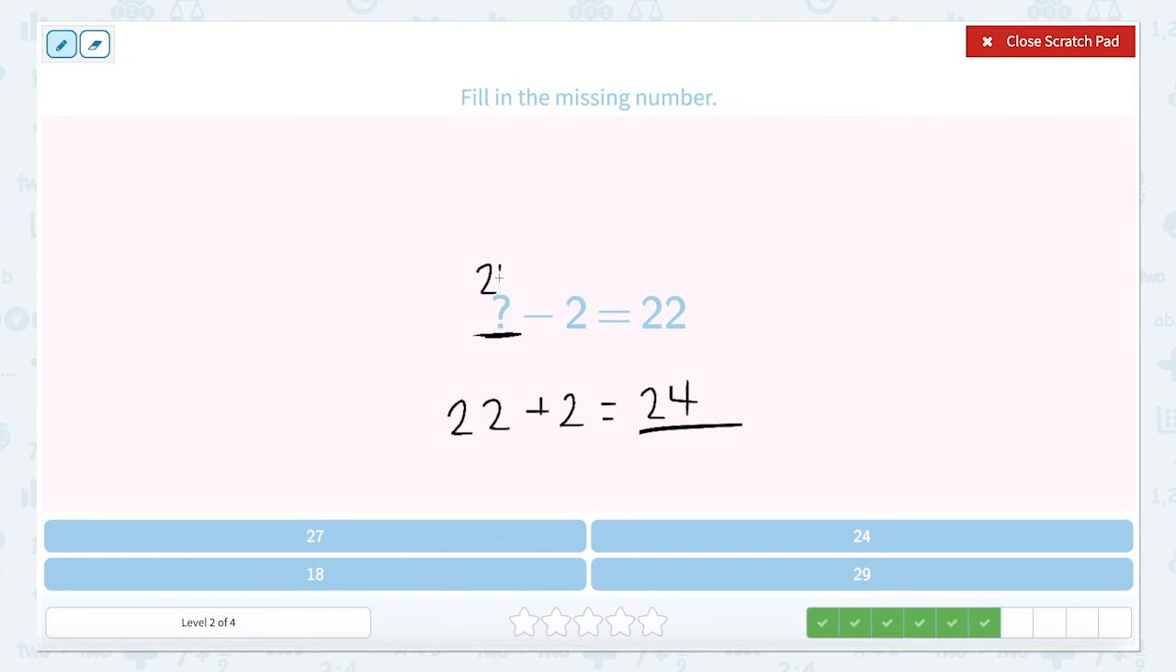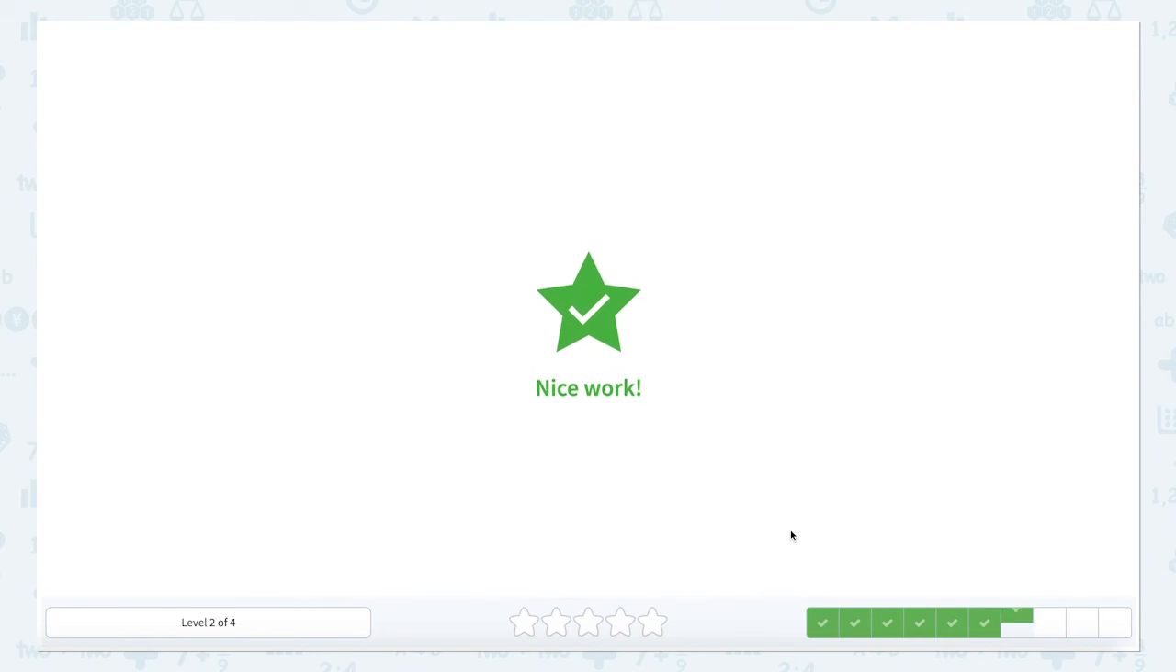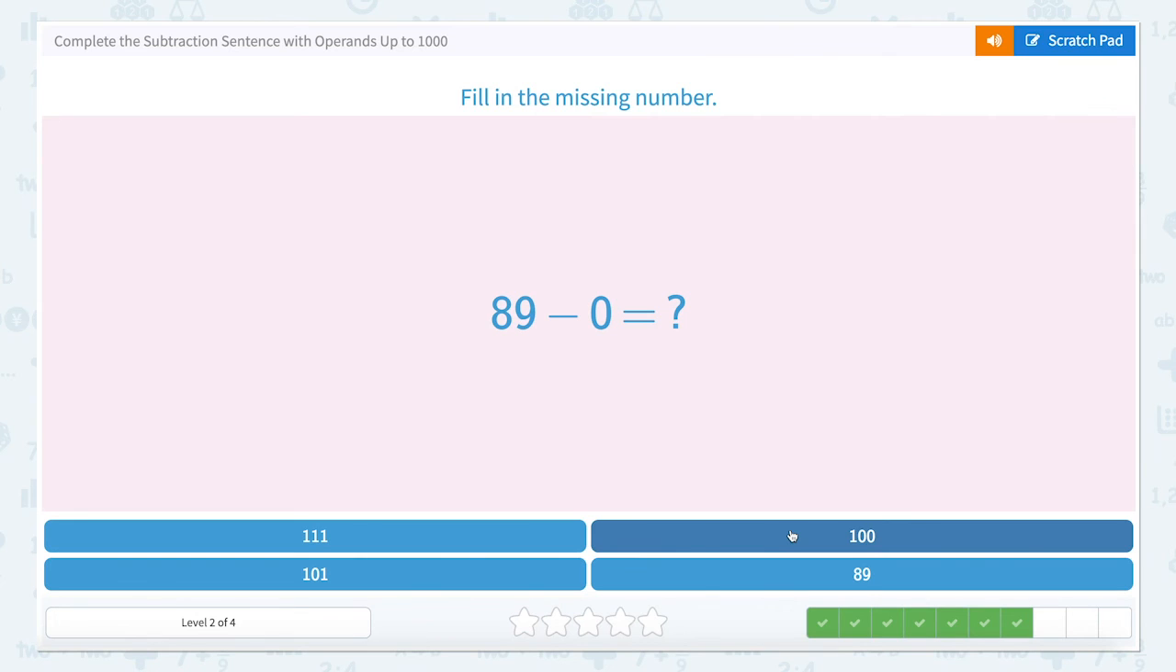Let's close that scratch pad. Well, let's double check first. 24 minus 2, is that going to give me 22? Absolutely it is. So let's go ahead and close that scratch pad. Let's look for 24. It's up there. Nice work. 89 minus 0 equals blank.